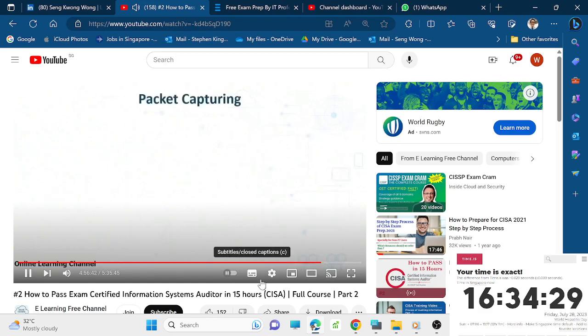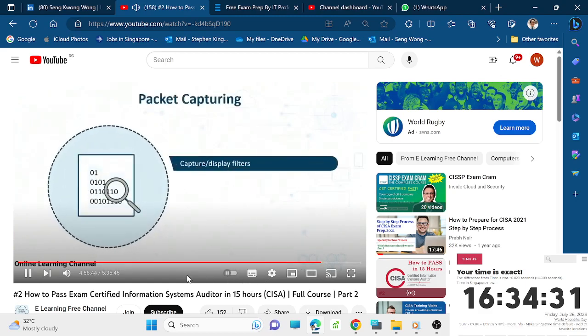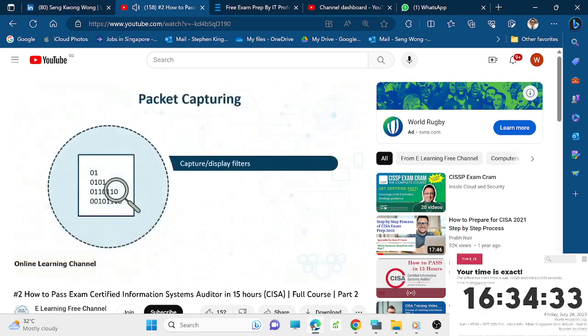With packet capturing, we have capture and display filters that can be used. Capture filters, as the name implies, are done at the time that the network traffic is captured. If all we want to see, for example, is HTTP traffic, well, then we could create a capture filter so that's all that actually gets saved in the capture file if we save the results of the packet capture.